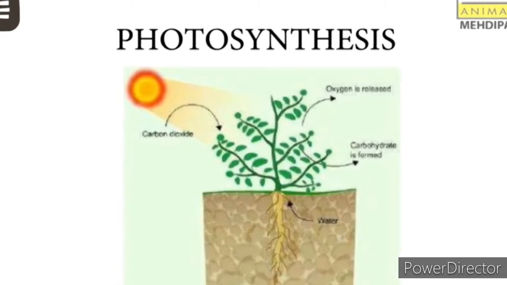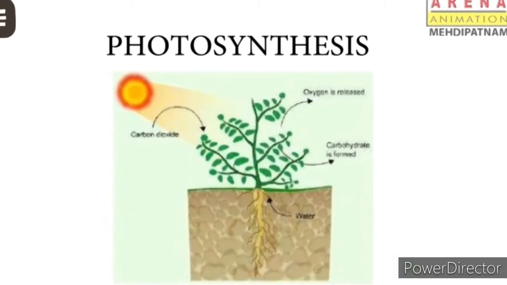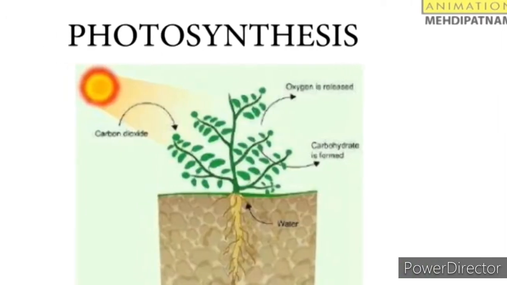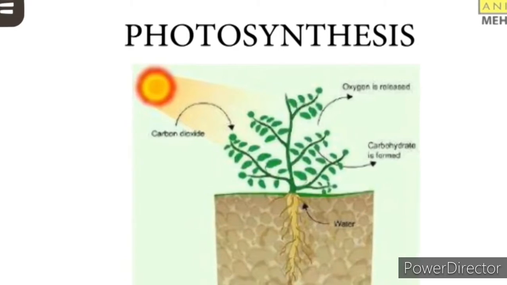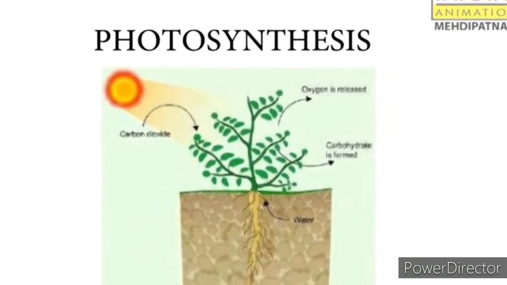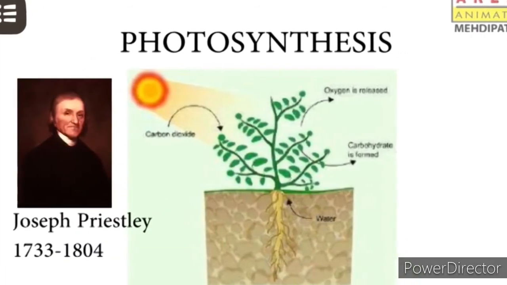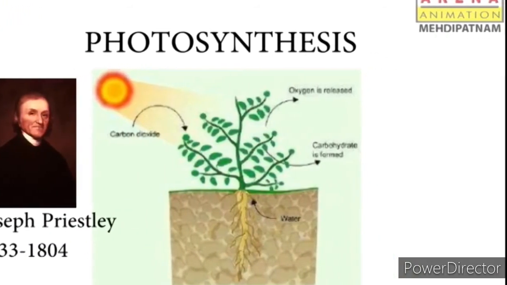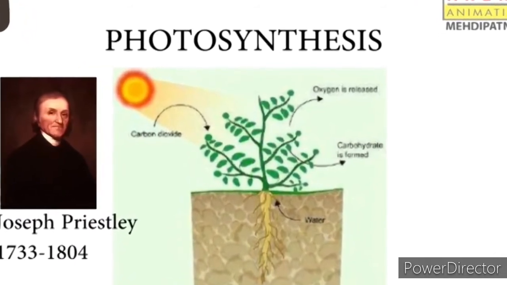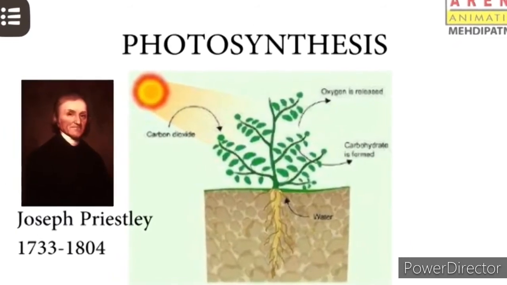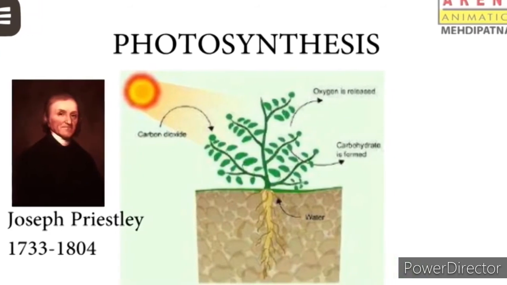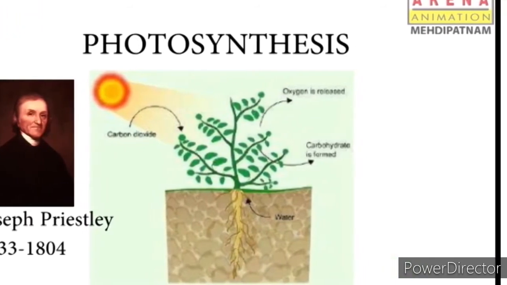Students, now you see the picture. As you know about photosynthesis, plants utilize carbon dioxide, water, sunlight, and chlorophyll, and release oxygen. Carbohydrates are formed. This you all know. So here comes Joseph Priestley, who in 1770 performed a series of experiments that revealed the essential role of air in the growth of green plants.